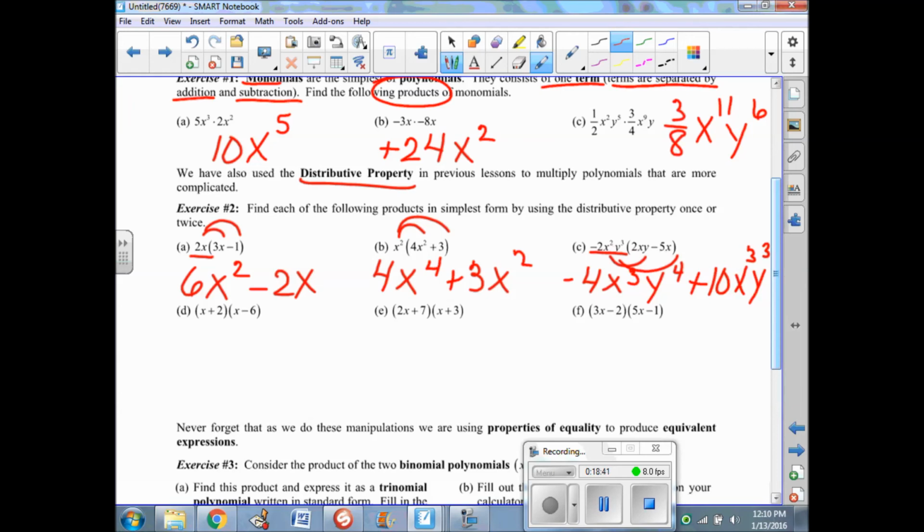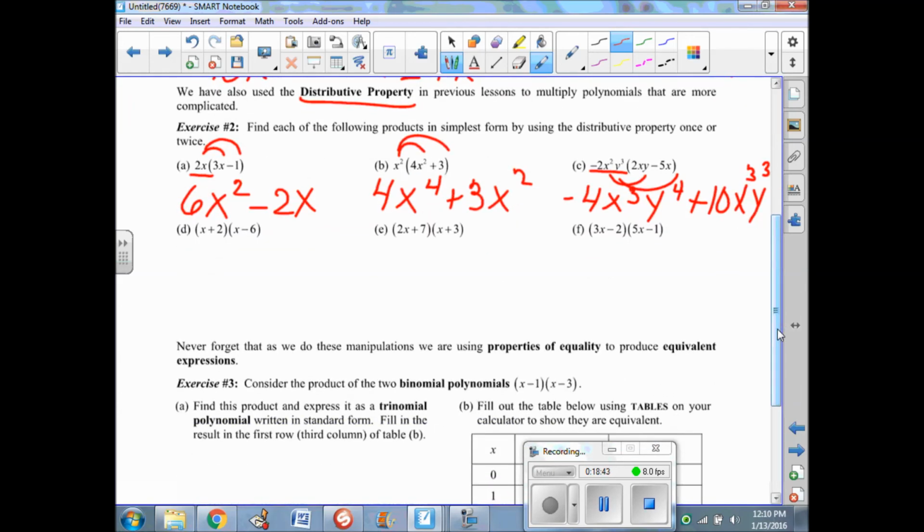All right, part D. A binomial times a binomial. So we've got two terms, x plus 2. X is a term and 2 is a term, times another binomial. So this is just double distributed. I think we did this in the beginning of the year. I can't remember. X times x, x squared. X times negative 6, negative 6x. Now I've got to distribute the 2. 2 times x, 2x. 2 times negative 6, negative 12. And now I can combine any like terms that I may have.